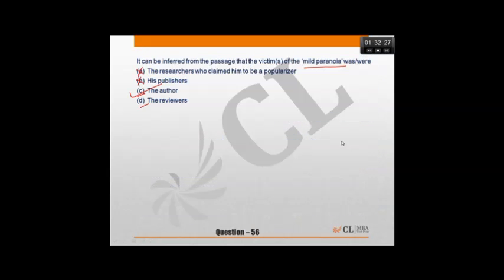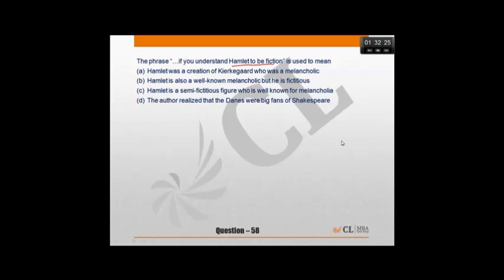Let me just go back to the question. Hamlet was a creation. No, it was not a creation of this thing. Hamlet was well known, melancholic, but fictitious. Yes, this can be the answer. Hamlet is a semi-fictitious figure? No, he's a fictitious figure. Whose author realized that Danes were big fans. No, the correct answer is B.